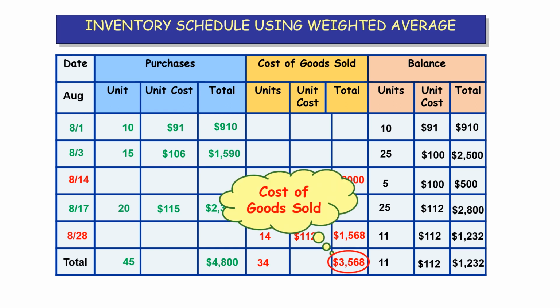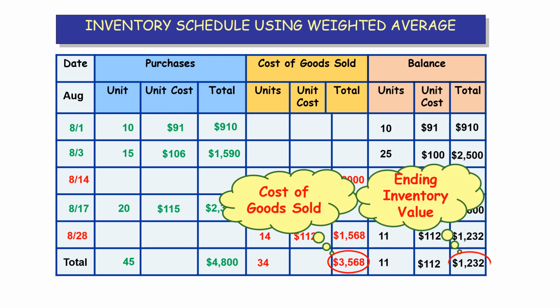So to answer those questions, what is the cost of goods sold? That is $3,568. And what is the ending inventory value? $1,232. Now we have answered those questions using the weighted average method.